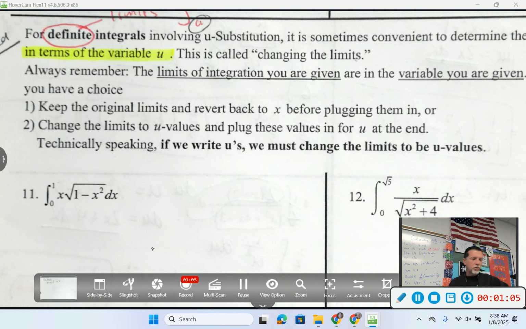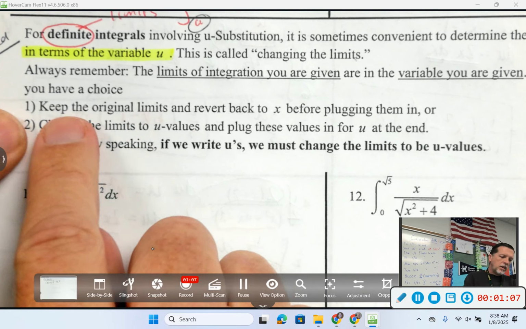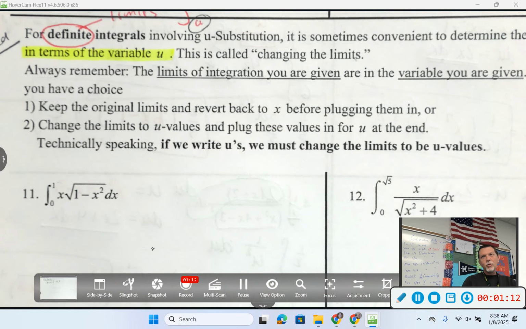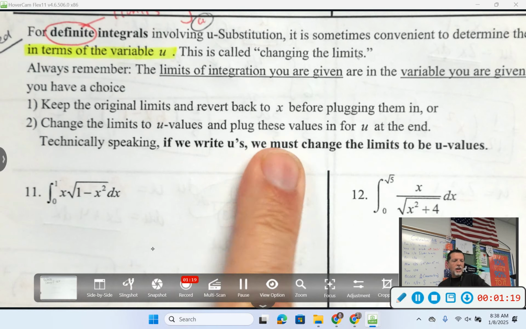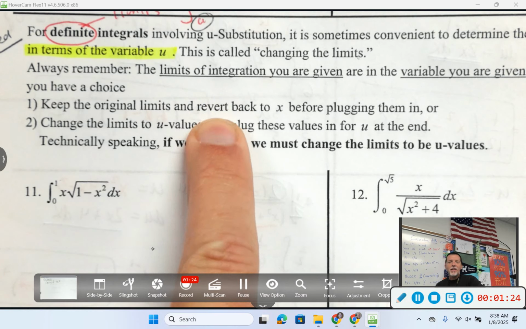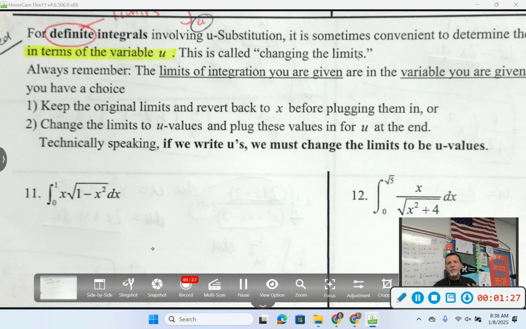Now, there is a bit of a choice, and I will show both. You can keep the original limits and revert back to x. So like switch your whole problem back to x and then use the x limits. Or change the limits to u values and plug those in, and you don't have to plug x back in at the end. If you're trying to think which one's easier, it doesn't really matter. It's the same amount of changing. It's just if you want to put the x stuff back in so that you can keep the limits, that's an extra step. Or do you want to change the limits to u limits? That's an extra step. But then you don't have to sub the x stuff back in at the end.